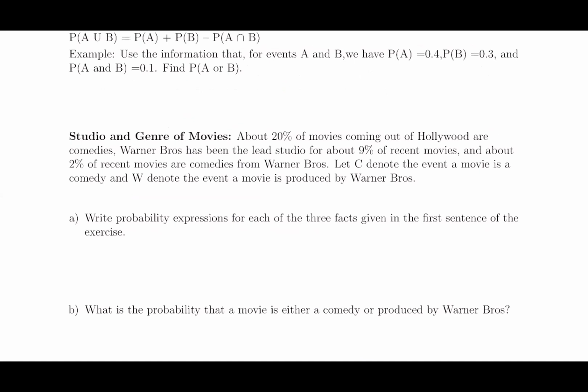All right. So here is the problem for Warner Brothers, and this is the general addition rule. The general addition rule says the probability of A or B is equal to the probability of A plus the probability of B minus the probability of A and B.